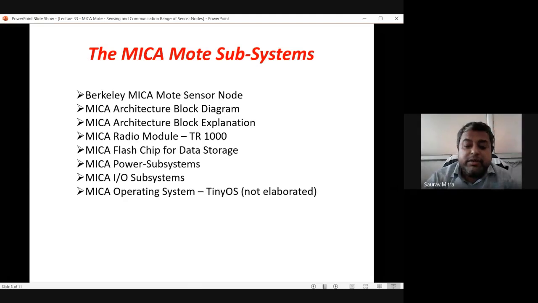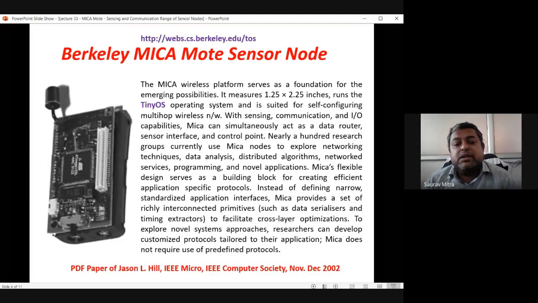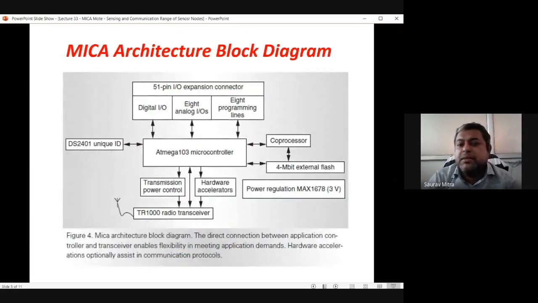And finally, there is an operating system. So this is actually the Berkeley MICA Mote. There are three, four different questions which may be asked from this Berkeley MICA Mote, and they're all important questions. One question is, what are the internal block diagram structures? So this is the internal block diagram structure. You can see that instead of microcontroller, here I have written ATmega 103. This is the name of the microcontroller, and these are the serial interface.